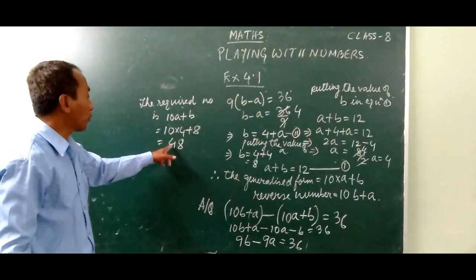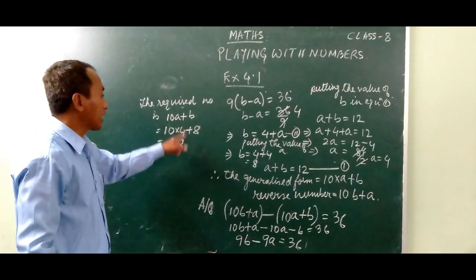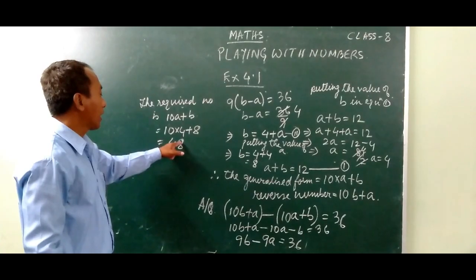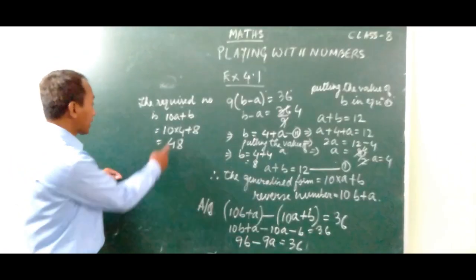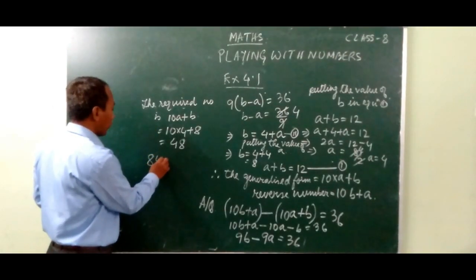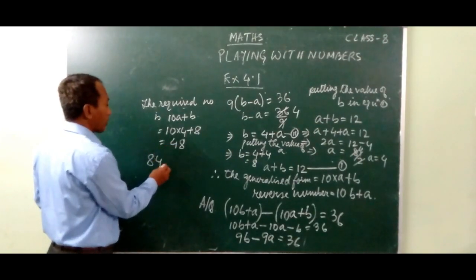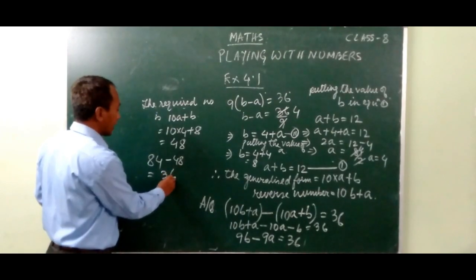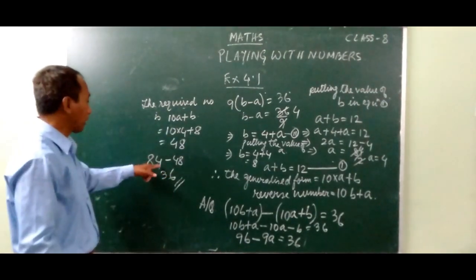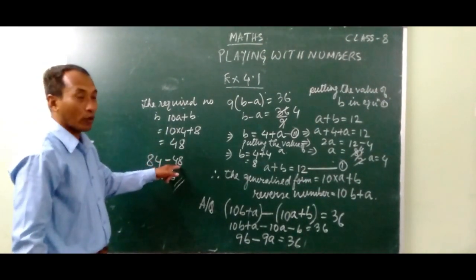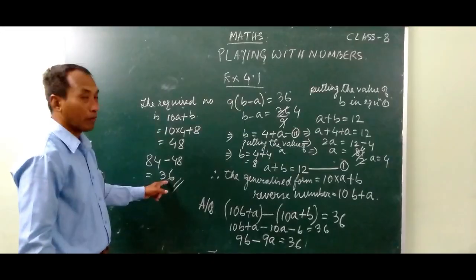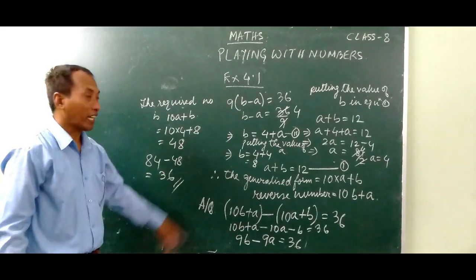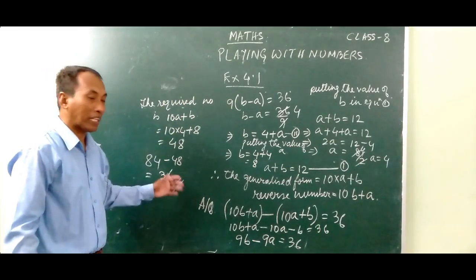So you see here, 48: 4 plus 8 is 12, and the reverse number is 84. The original number is 48. If you subtract, you get 36. So the reverse number is greater than the original number by 36. Therefore your sum is correct, and you can verify it in this way.